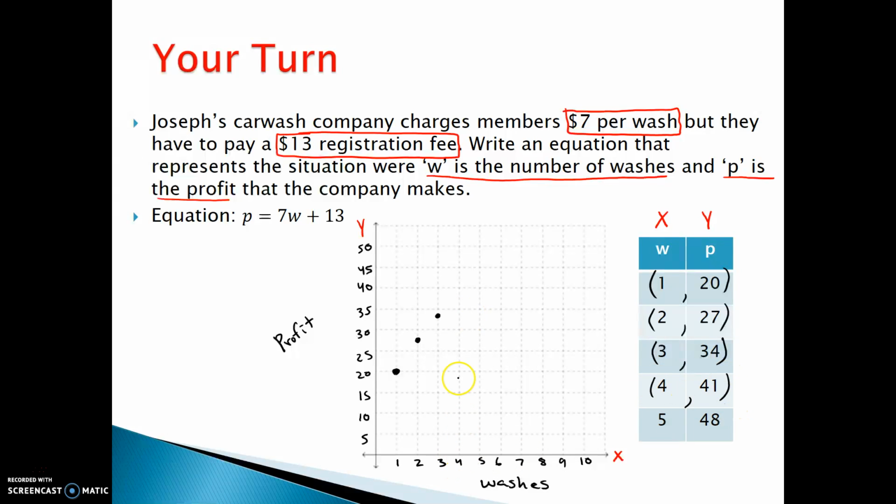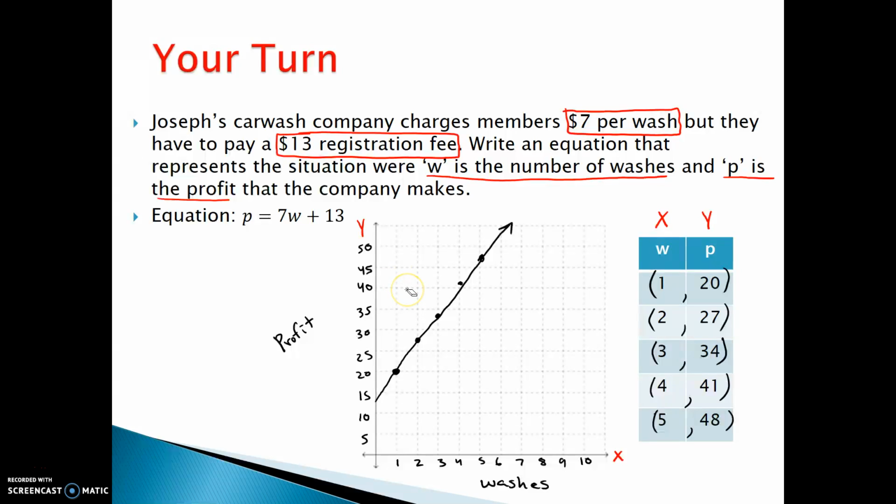So go to 4. 40 is right there, and 41 is going to be right up above it. And then 5 and 48. So I scoot over to 5 and go all the way up to 48, not quite 50, not quite 45, somewhere in between. All right, and I see that if I do this as straight as possible, these points should connect, creating as straight a line as possible.